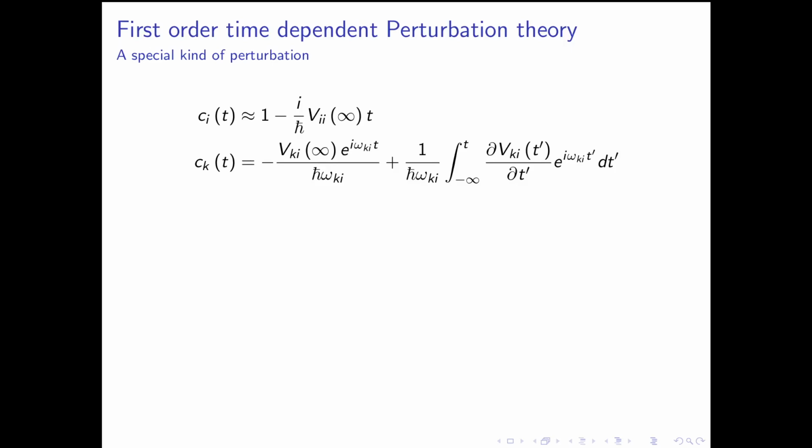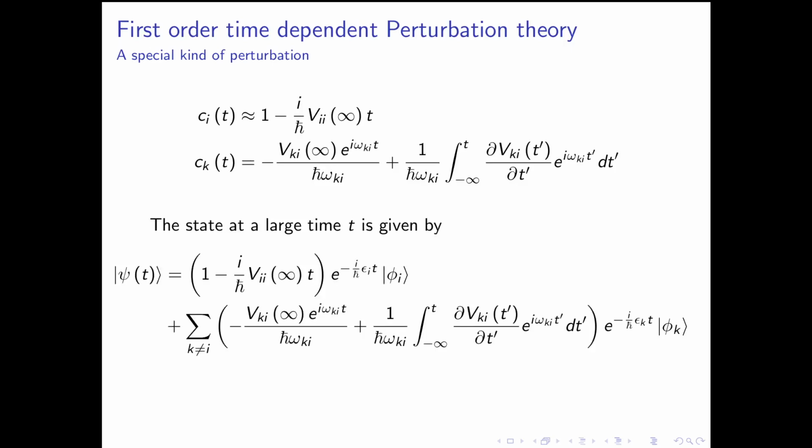The difference, of course, is that there is an extra energy dependent factor e to the minus i by h cross epsilon_n t which connects the two. So we have to supply that extra factor along with the c_n's in order that we can write down the state at time t, at least the first order approximation for the state at time t. So what we get is this.